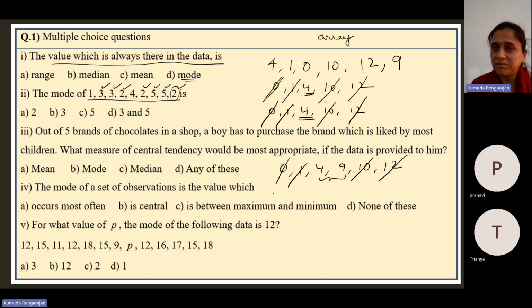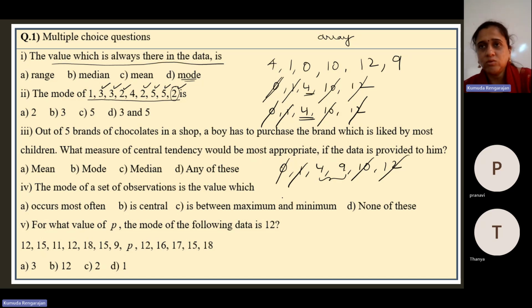If after slashing from forwards and backwards there's only one number left in the middle, that's the median. If there are two numbers left in the middle, add the two numbers and divide by 2. That is, find the mean of the two numbers. So 4 plus 9, 13. 13 by 2, 6.5. Now the median is 6.5.